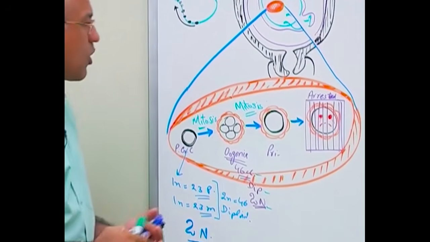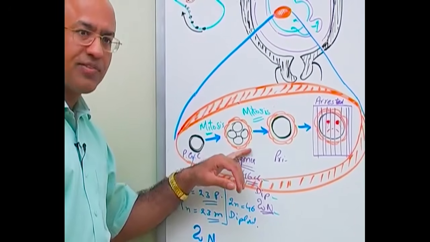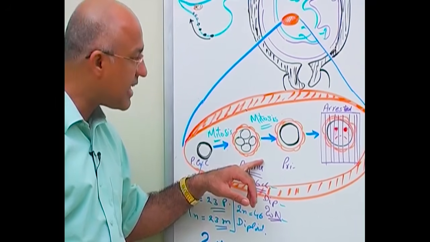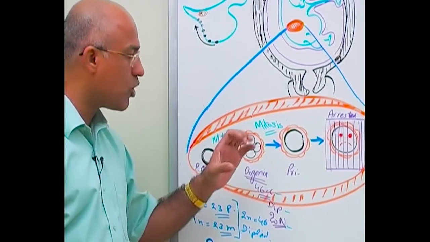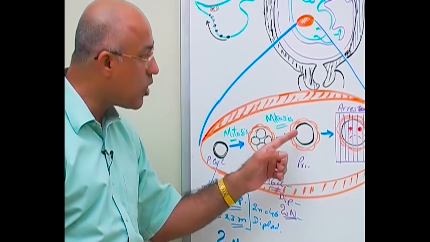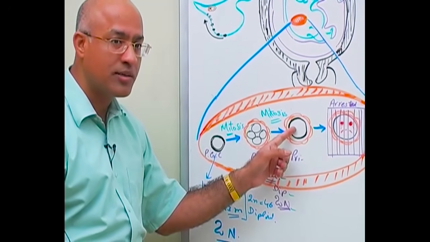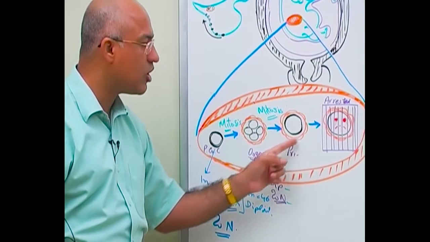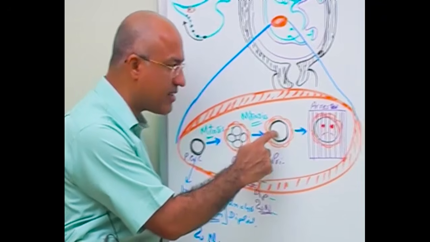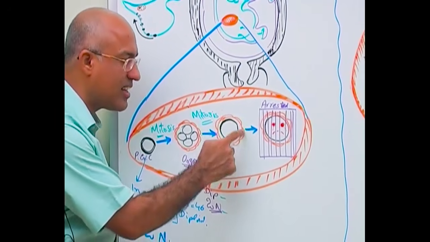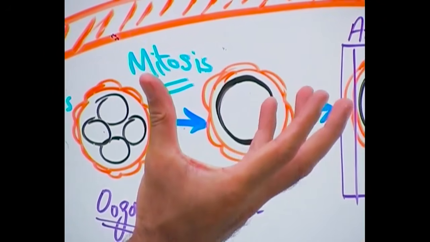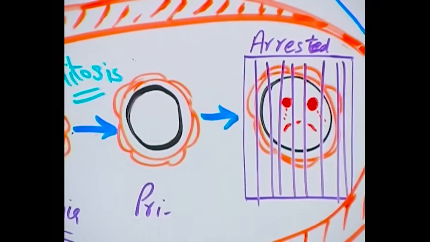Now, once oogonia have significantly increased their number, a time comes when one of the oogonia start enlarging and other oogonia degenerate, and eventually you will have one oogonium in a sheath or bag of epithelial cells. This single oogonium, surrounded by flat epithelial cells called follicular cells, enlarges in size and then converts into a primary oocyte.